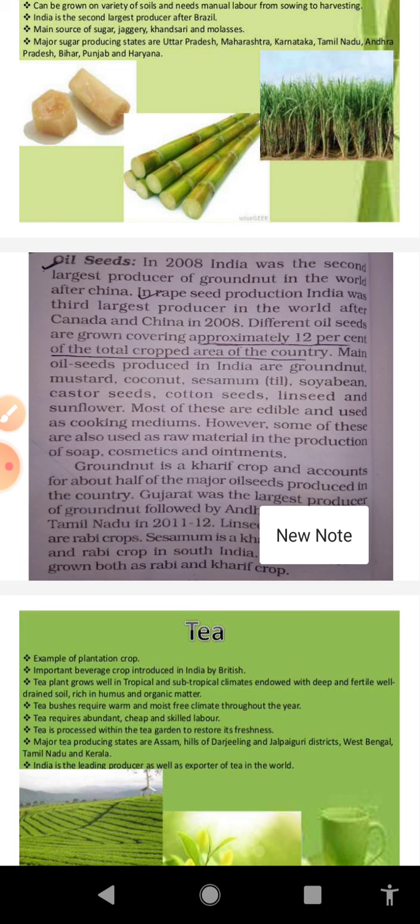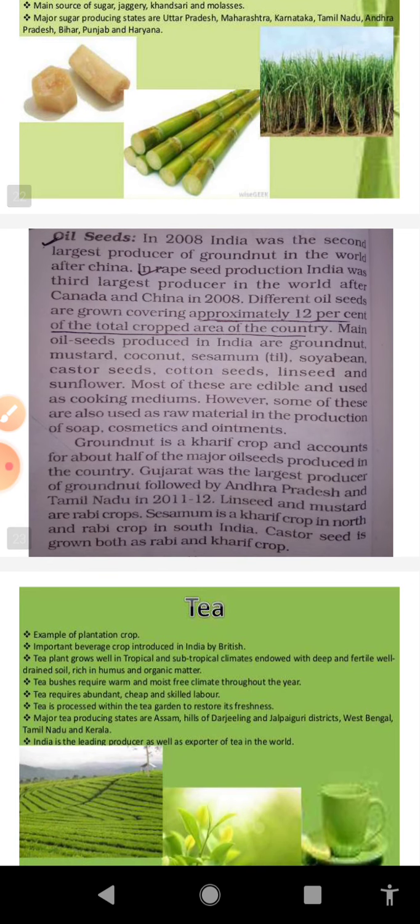After that, we will discuss rapeseed and mustard. These are important edible oils, and they are used for preparing pickles, curries, vegetables. It is also an important cattle feed. These are winter crops. They grow well on loamy soil. Major producers are Uttar Pradesh, Rajasthan, Punjab, Madhya Pradesh, and Haryana.